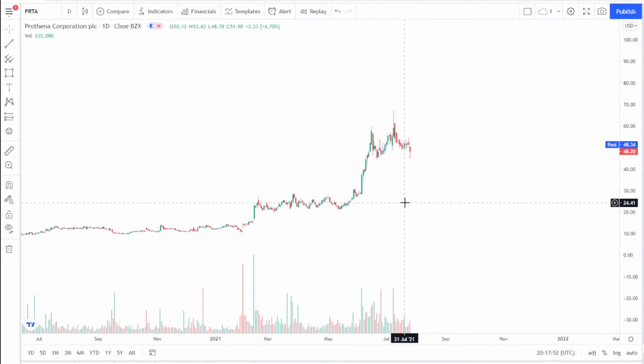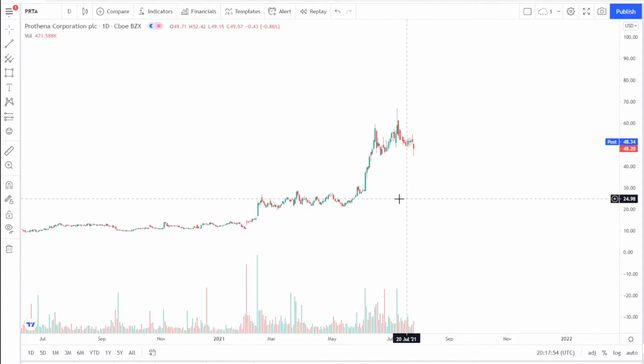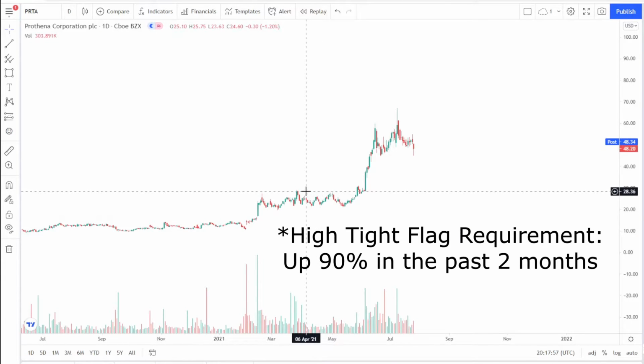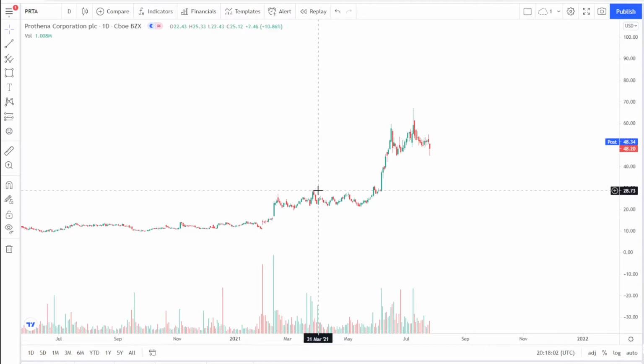So the requirements for a high and tight flag are it must be up at least 90% in the last 2 months. As you can see, on June 21st, we reached a high of almost $60. And just in May, we were trading in the 20s. So this is well over a 90% gain in 2 months or less.